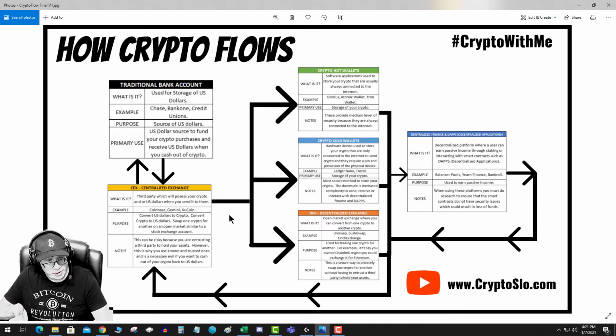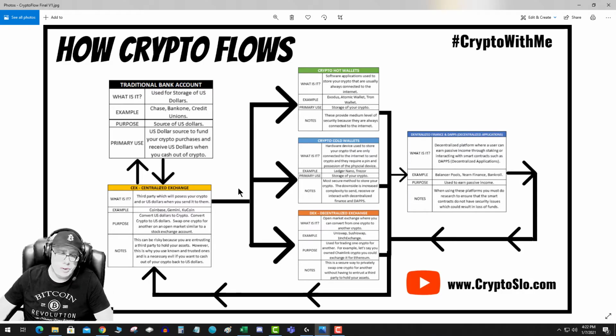Now, once you've transferred your dollars to the centralized exchange and you've got some Bitcoin, you can move that Bitcoin out, and you have three options: crypto hot wallets, crypto cold wallets, and decentralized exchanges. From a storage standpoint, you're going to have to move it into a hot wallet or cold wallet, and then once you're in there, you can use a decentralized exchange.